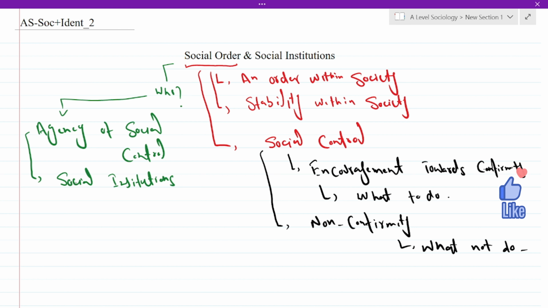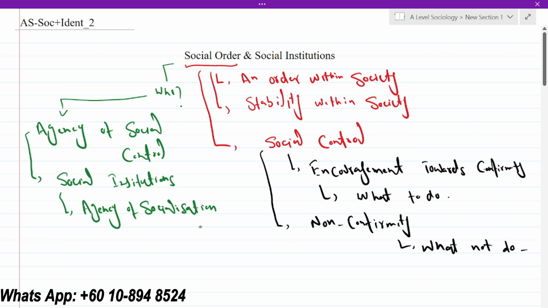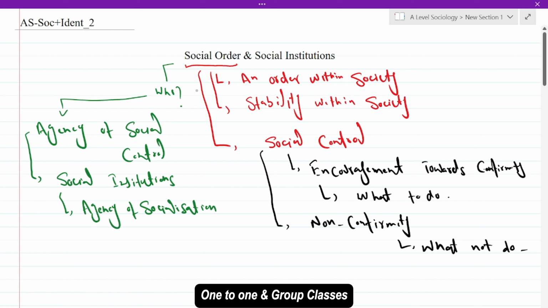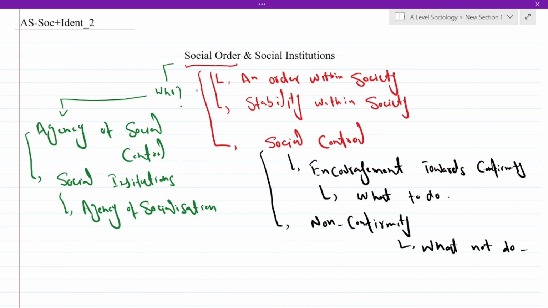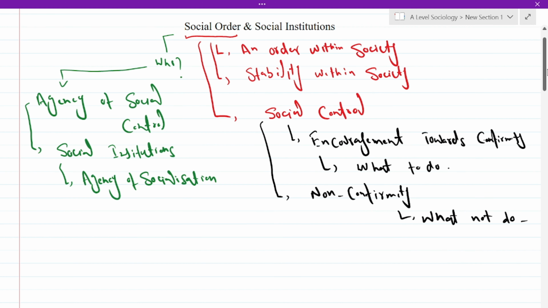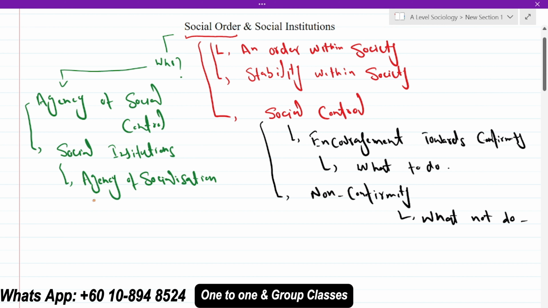Now, what does it mean, social institutions? Another word that I am giving you, sometimes we call it agency of socialization. Now, what is our target? Our target is to bring order into the society. How to bring order? By telling people what to do and what not to do. Who will bring the order? Social agencies.